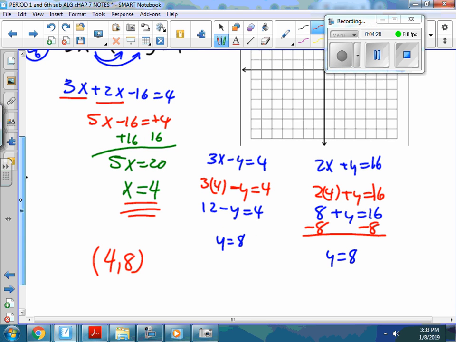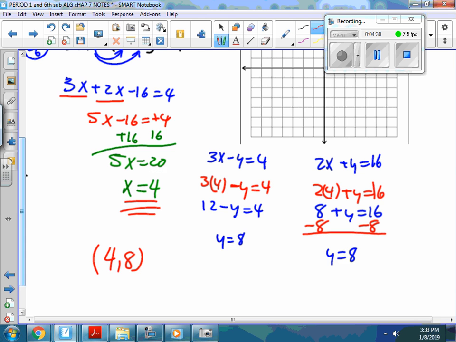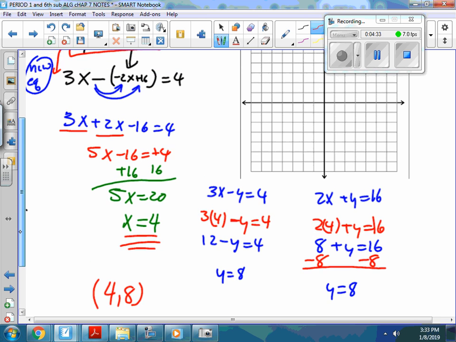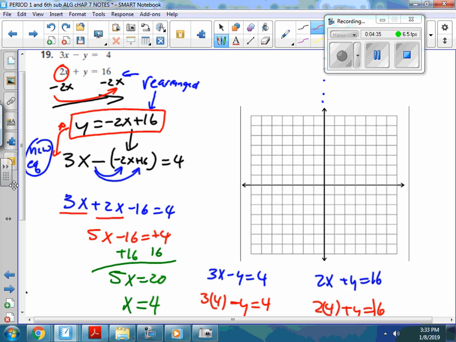Okay, now, this one's going to be a little bit more difficult to graph. I need a bigger piece of graph paper, but I'm just going to get by with what I have here. My answer should be 4, 8. So 1, 2, 3, 4. Here's 4. And then 1, 2, 3, 4, 5, 6, 7, 8. So that's 8. So this is 4, 8. So let's graph the easier of the two. Well, they both look difficult. Let's graph the first one.